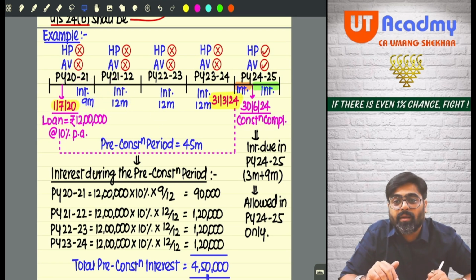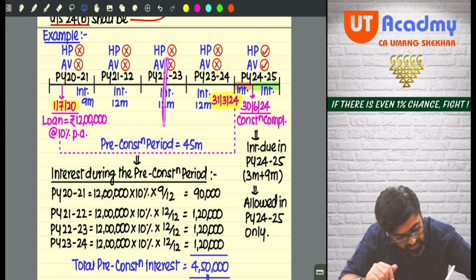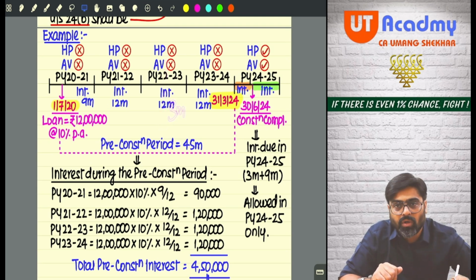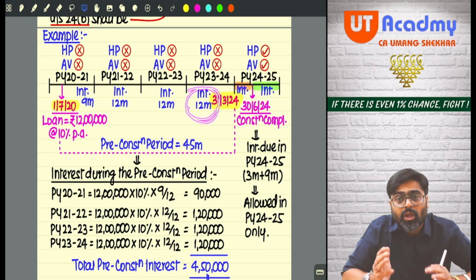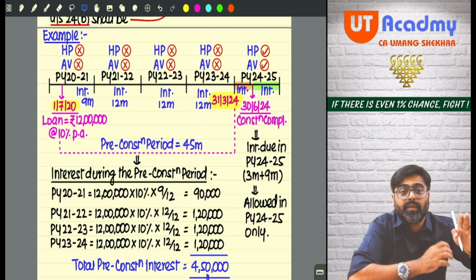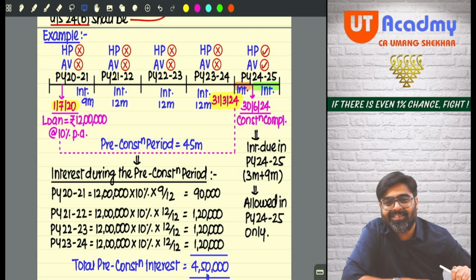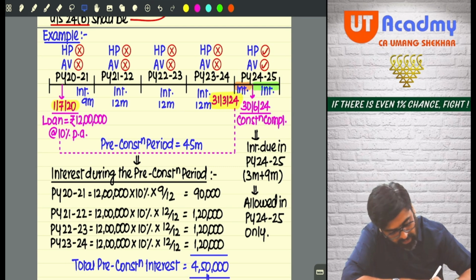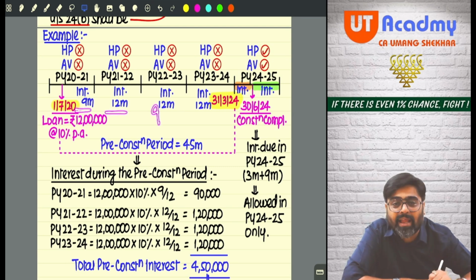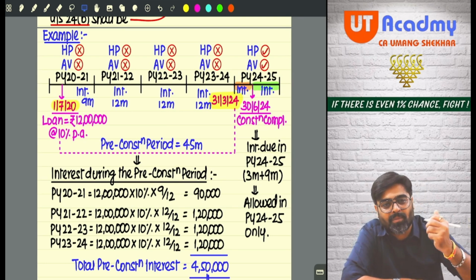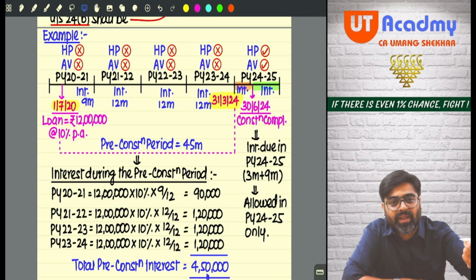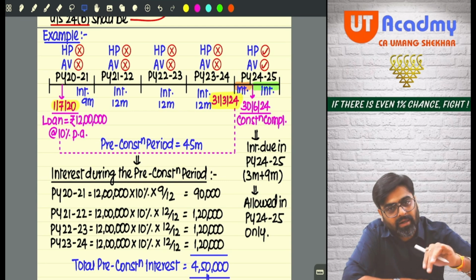Getting my point? But tell me, the moment you have paid 12 lakhs, will you pay any interest for these 3 months? No. Will you pay any interest for these 12 months? So for the remaining 12 plus 3, 15 months, you are not going to pay any interest. But can you pay interest for these 9, these 3 and another 9 months? The answer is yes. So calculate for that. Only that will be your pre-construction interest. For the next 15 months, 3 months and 12 months, there will be no interest, nil.